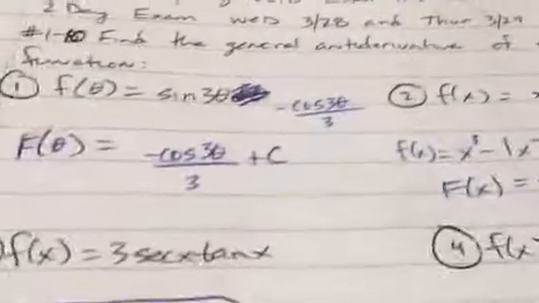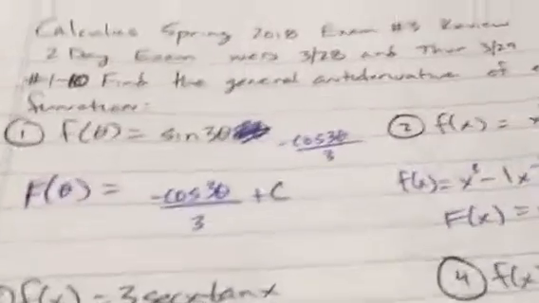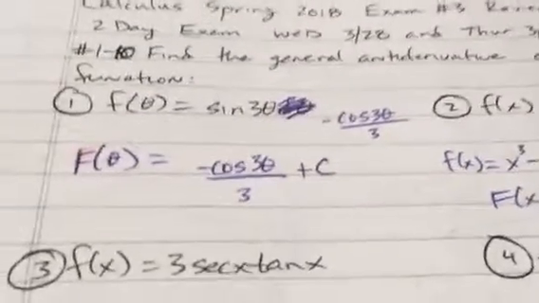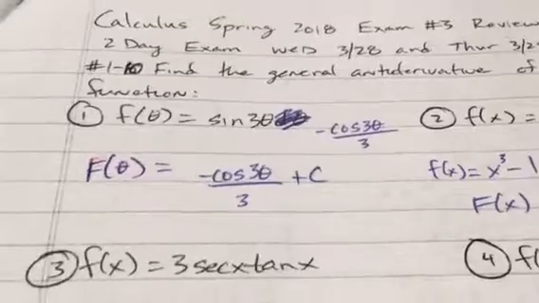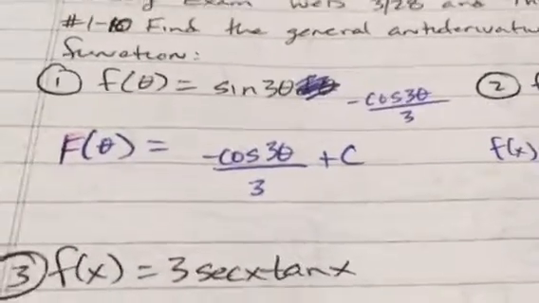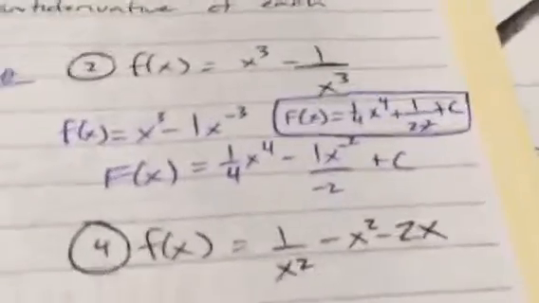Anyway, folks, take the general antiderivative. I think you have 14 of these on your test tomorrow. Get rid of that d theta there. That was an accident. Okay, so that's simply the antiderivative of sine is negative cosine, and then instead of multiplying by 3, you're going to divide by 3. All right, plus that constant of integration.